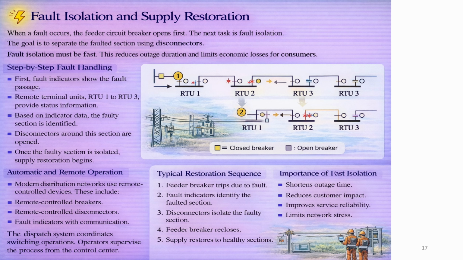Typical restoration sequence. Firstly, the feeder breaker trips due to the fault. Fault indicators identify the faulted section. Disconnectors isolate the faulty section. Then the feeder breaker recloses. Then the supply is restored to the healthy section. This sequence may repeat if initial isolation is incorrect. Importance of fast isolation. Fast fault isolation shortens outage time, reduces customer impact, improves service reliability, and limits network stress. Efficient fault isolation and supply restoration are key functions of distribution automation systems.